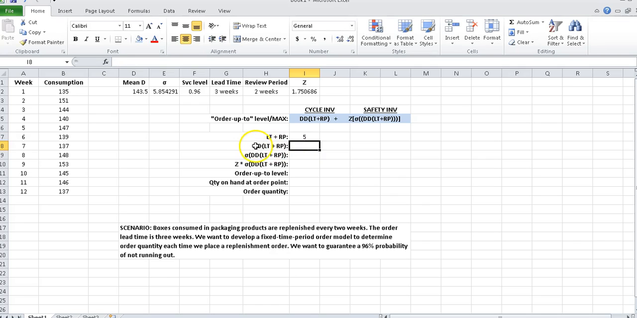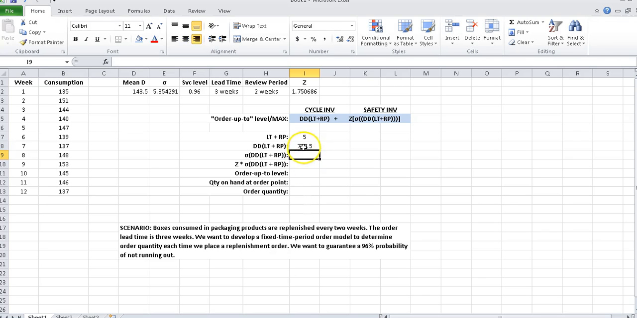Then what is our mean demand during that 5 weeks? And that is the 5 weeks times our mean demand per week. So our average or mean demand over a 5-week period is about 718 boxes. That's about what we expect to consume over that 5-week period between one order being placed and the next order being received.